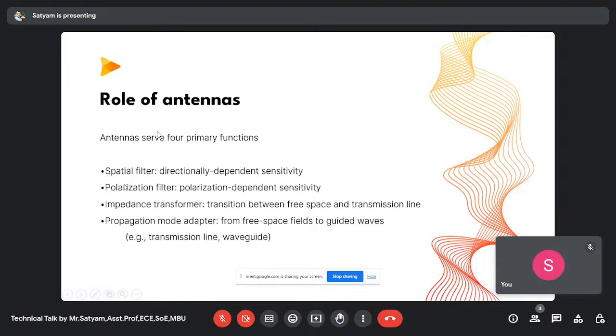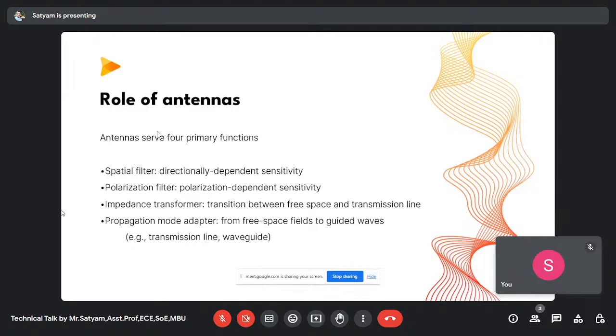Spatial filter, polarization filter, impedance transformer, and propagation mode adapter. The first one, the role of spatial filter, means it is directionally dependent. Any antenna will be very sensitive to one particular direction. That is why practical antennas are directional antennas, right?